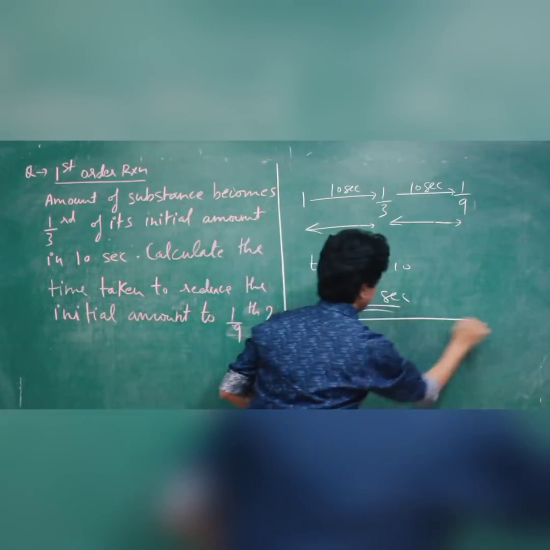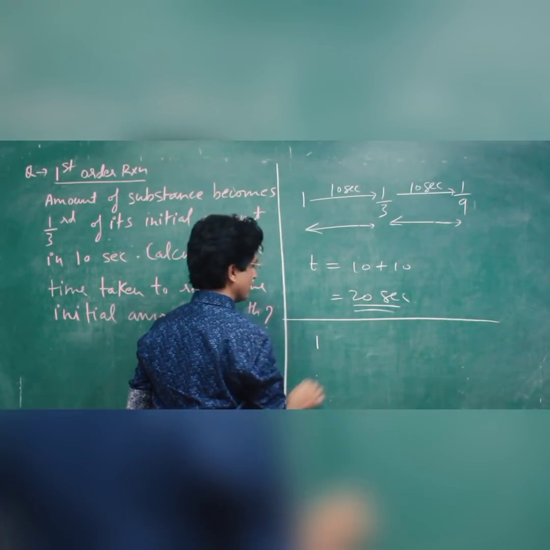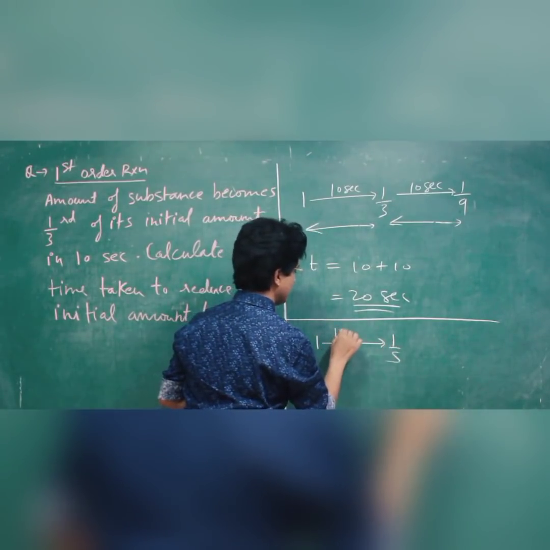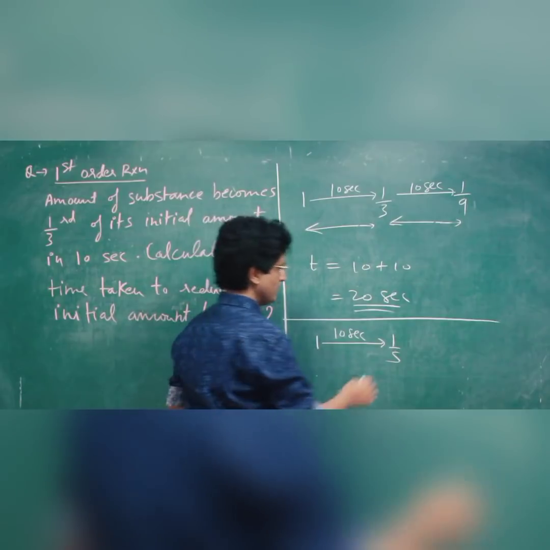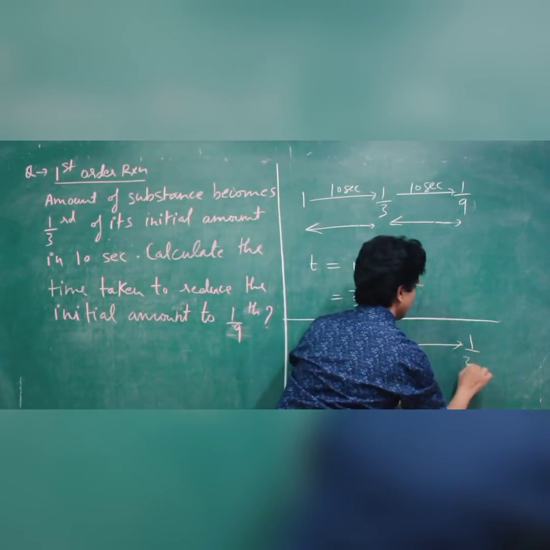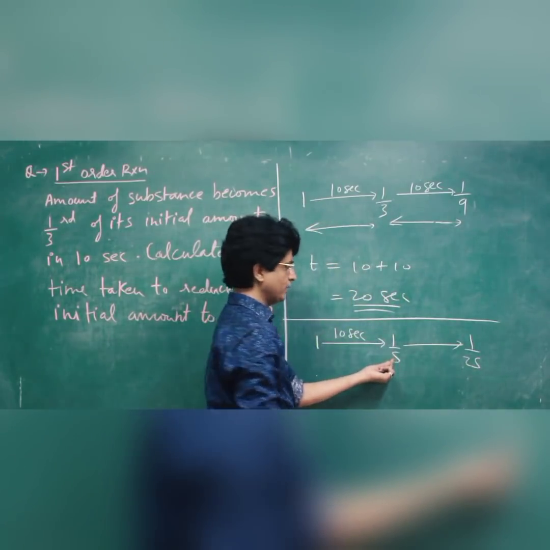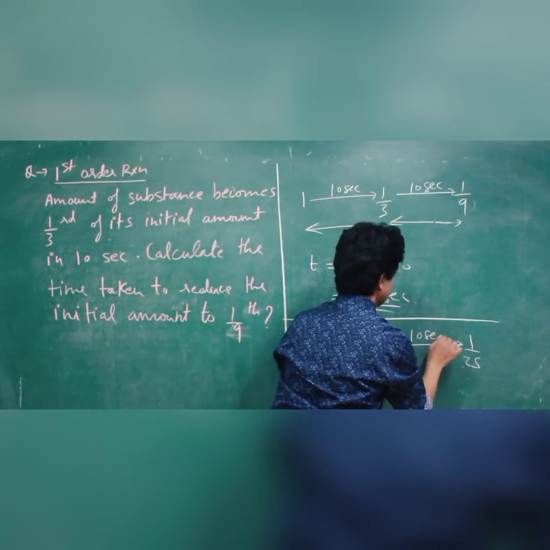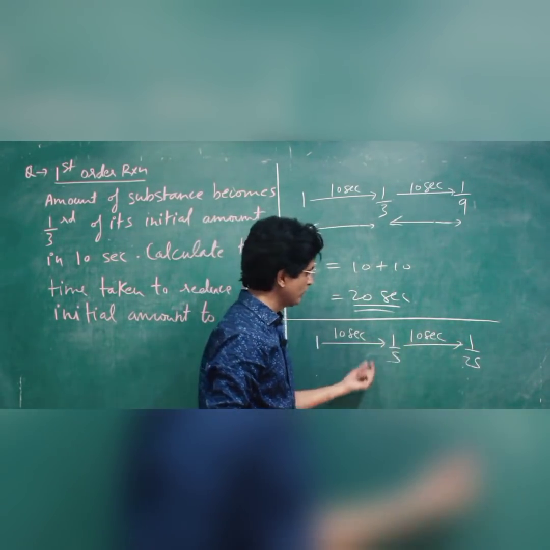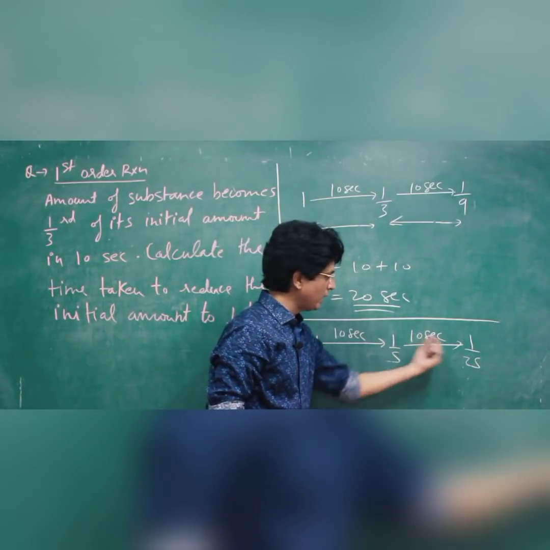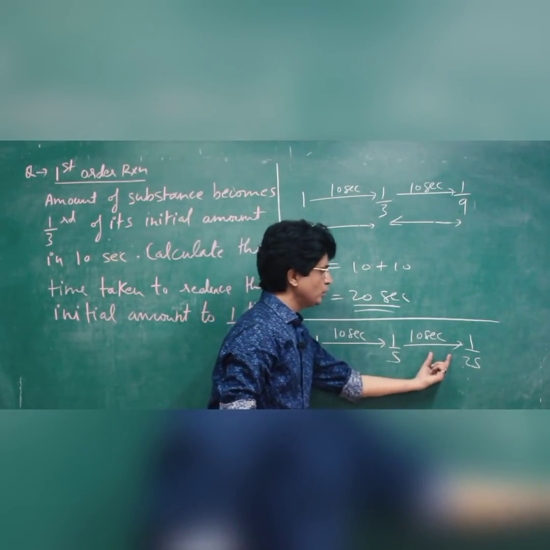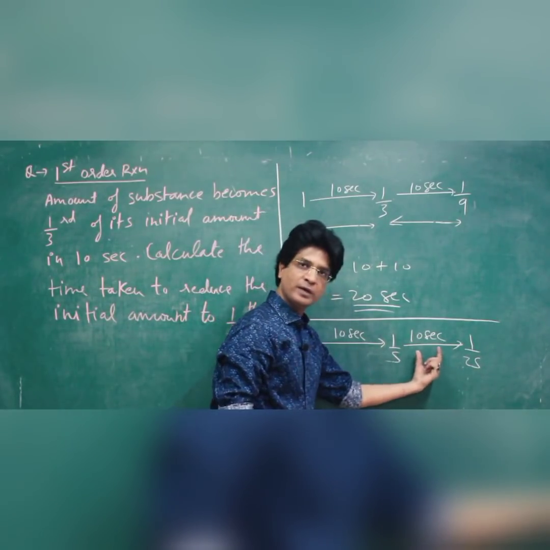Say for example, if they ask you that the initial amount is 1 and time taken to become 1 by 5 is say 10 seconds. Time required to become 1 by 25, that is 1/5 of this one, will again be 10 seconds. This is very, very important, students, to solve certain questions. If you are looking for the same fraction, it will take same amount of time to complete same amount of reaction.